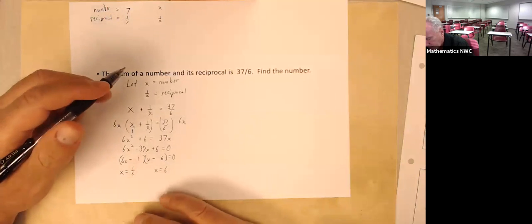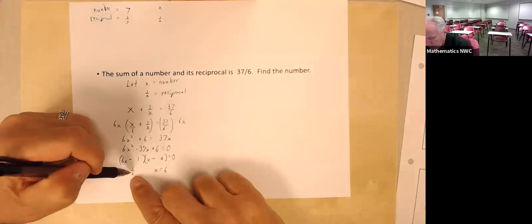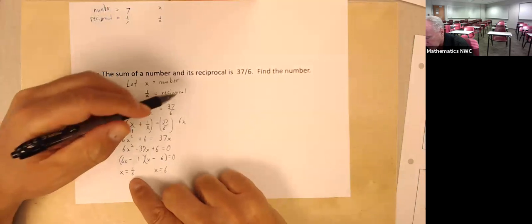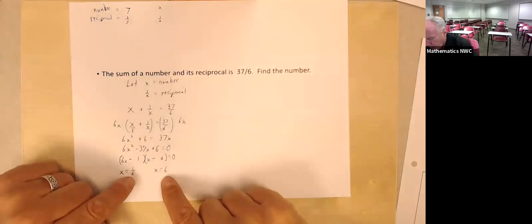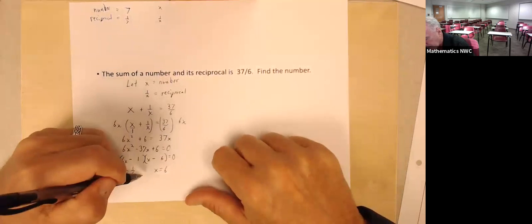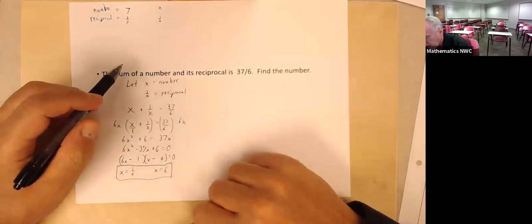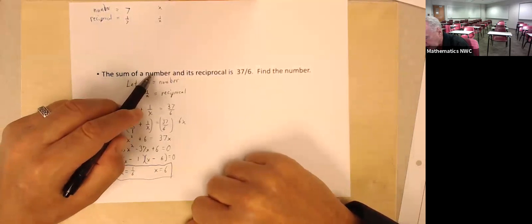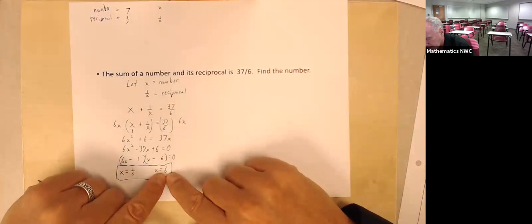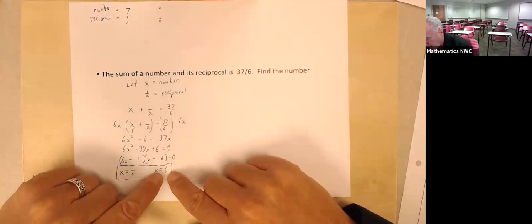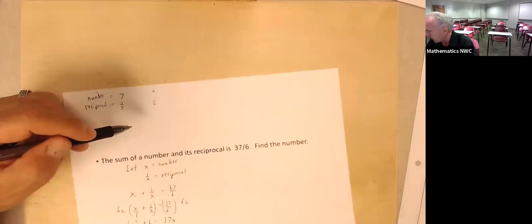Well, either of them technically work because the reciprocal of 1/6 would be 6, and if you add these two together, you would get 37/6. The reciprocal of this would be 1/6, so really either one of these could stand for the number. It didn't say it had to be an integer. If it had said the sum of the integer and its reciprocal, then the number would have had to only be 6. The reciprocal would not have been an integer, but the original. But this one didn't say that. It just said a number. So I keep both of them.